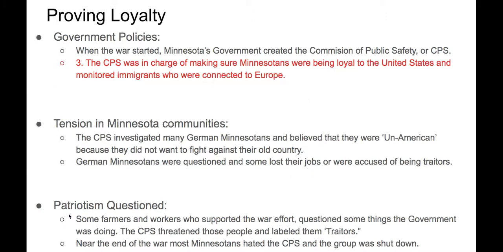Some farmers and workers who supported the war effort questioned some things that the government was doing. Even people who supported the war and were helping the United States government did not like everything the government was doing, and the CPS threatened those people and labeled them as traitors. Near the end of the war, most Minnesotans hated the CPS, and the group was eventually forced to shut down.